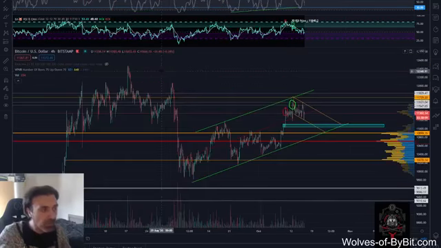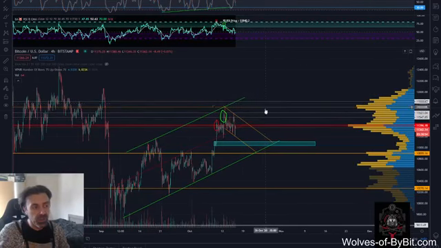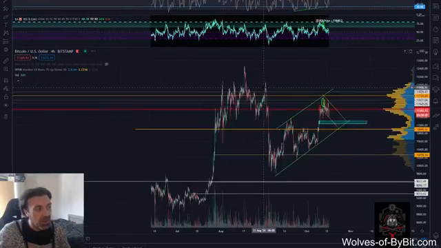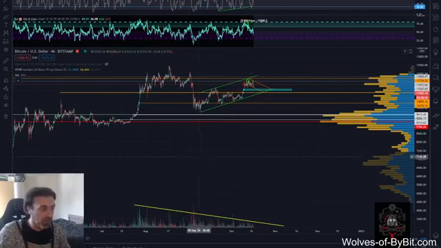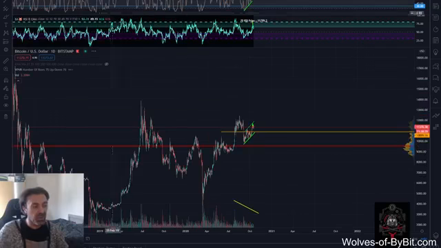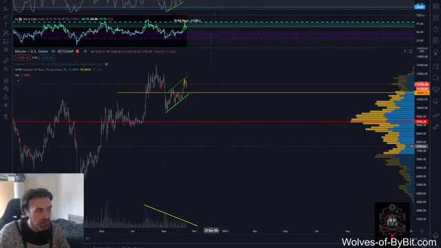Now I know if we move up, there are these nodes that are actually getting thinner and thinner. And as you can see, if we manage to close way above 12,000, like let's say 12,050, there is a lot of clear blue sky above us. Now, I'm going to move up to the daily chart, because this is one that is very, very interesting.